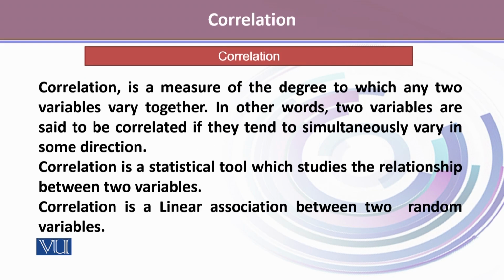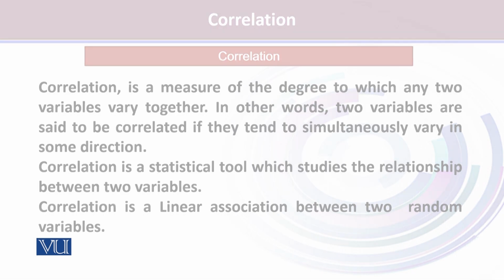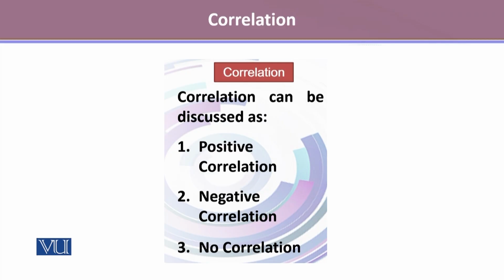Correlation is a measure of the degree to which any two variables vary together. In other words, two variables are said to be correlated if they tend to simultaneously vary in some direction. Correlation is a statistical tool which studies the relationship between two variables. Correlation is a linear association between two random variables. Correlation can be discussed as positive correlation, negative correlation, and no correlation.